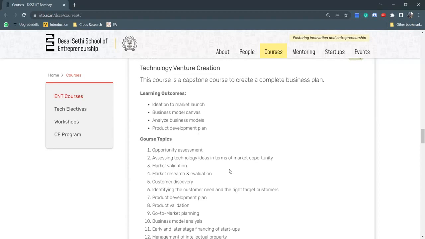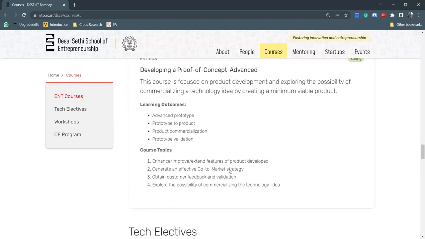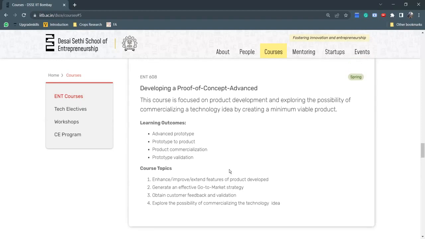So going through these courses, especially technology venture creation, would mainly help you in taking your product to the market. And finally, developing a POC advanced. So again, prototype, or what we generally say MVP. MVP is minimal viable product. Minimal viable product is the advanced version of a prototype that would be directly sold into the market, which could be given to the customers to get the reviews and all those things.